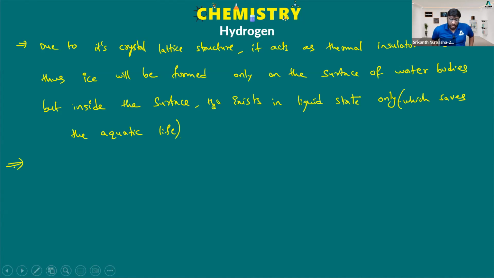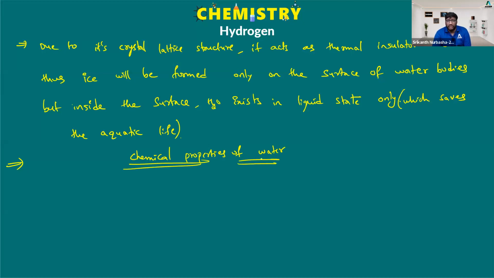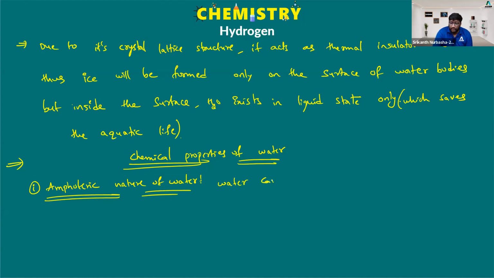Right, then if you go with the chemical properties of water, water will be amphoteric in nature. That means water can react with acid as well as base. The first property which you can think of is the amphoteric nature of water. Water can react with acid and base.